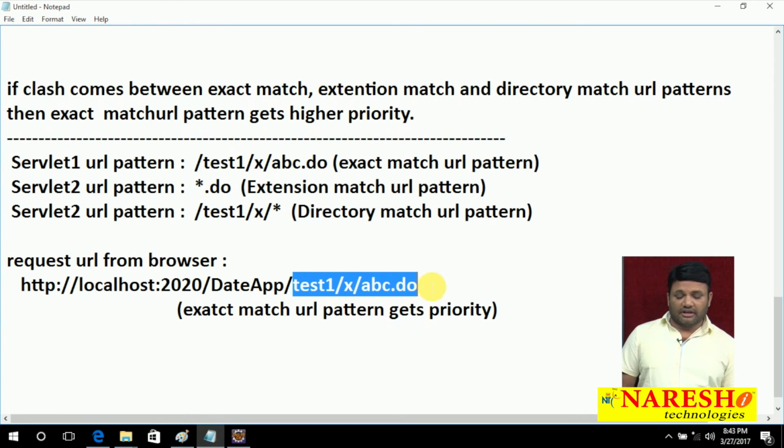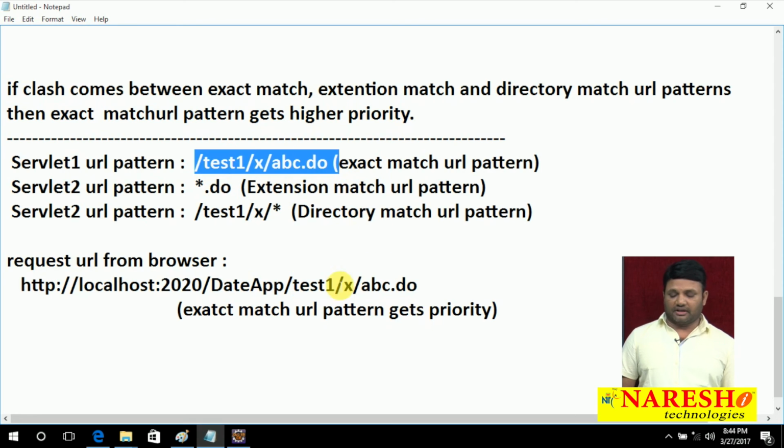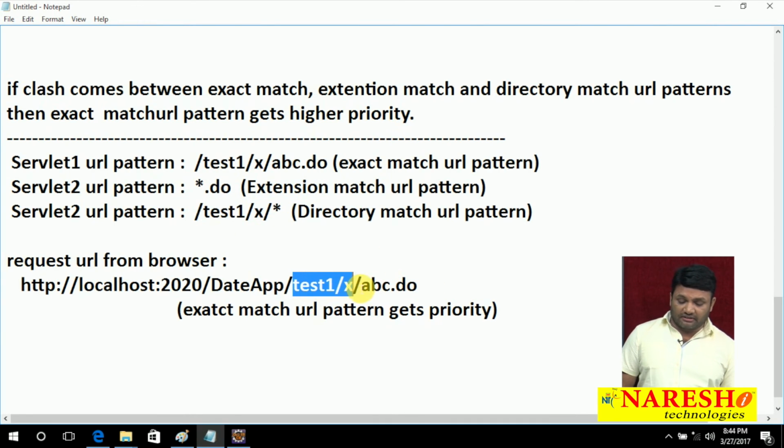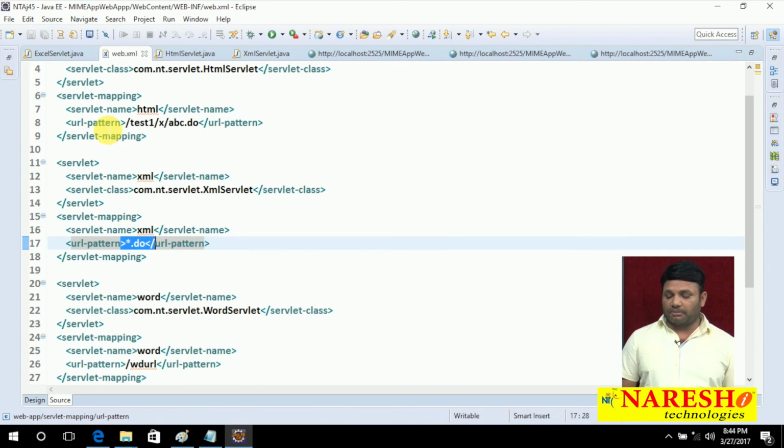So here I take abc.do, /test1/xy, exactly matching. Okay, fine. In the place of star, anything can be there. At the end, .do should be there. Extension match also matches, as it is matching. In the place of star, anything can be there. abc.do is there, so it is also matching the directory match URL pattern. But who will get the priority? Exact match URL pattern. So who is that exact match URL pattern? Servlet 1.